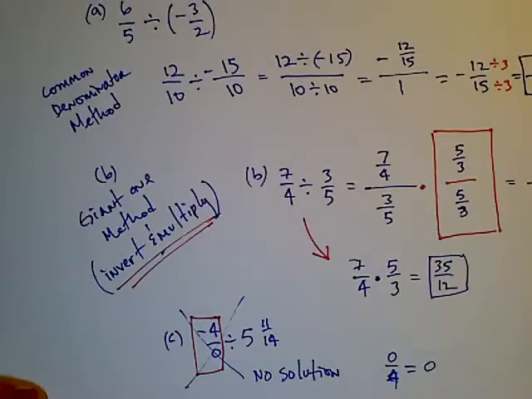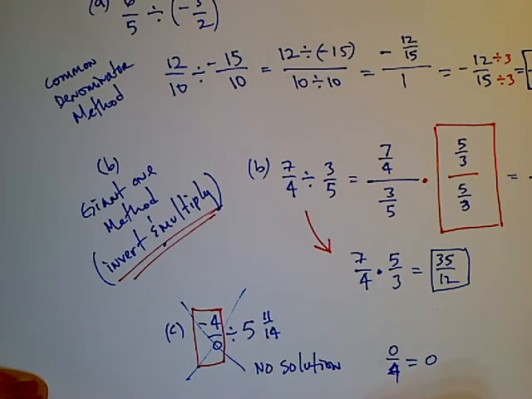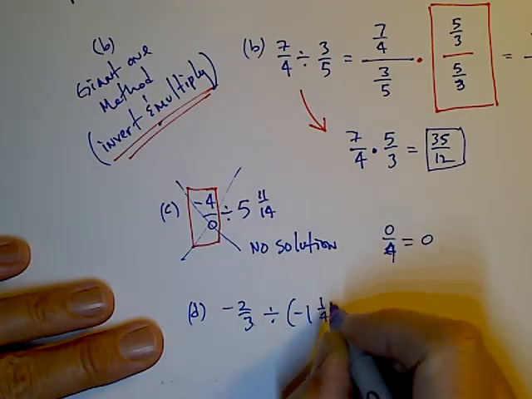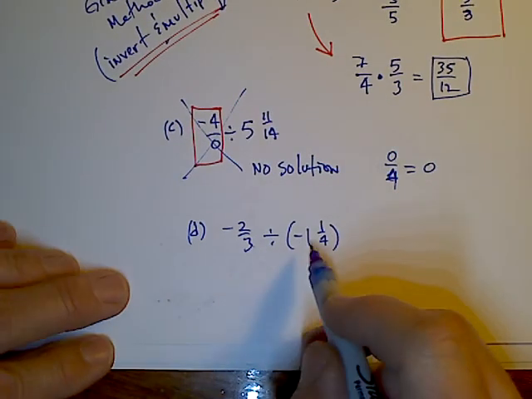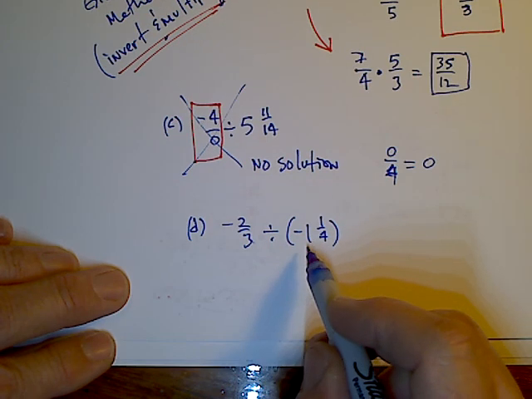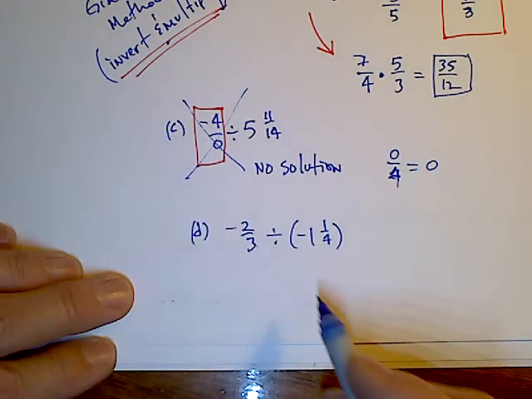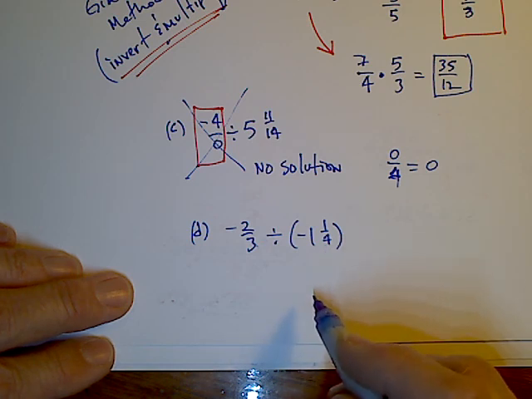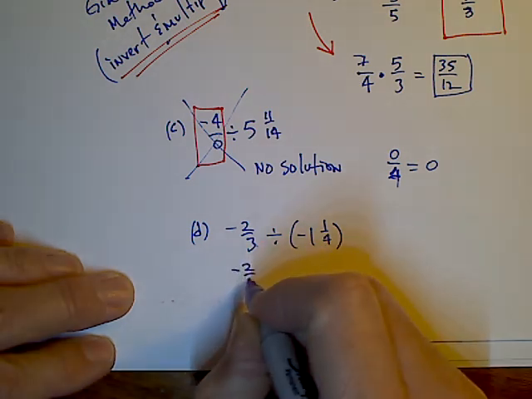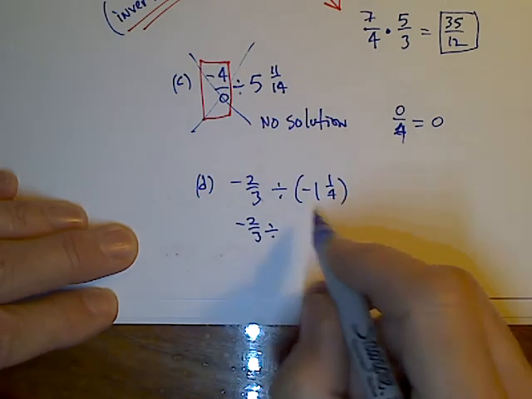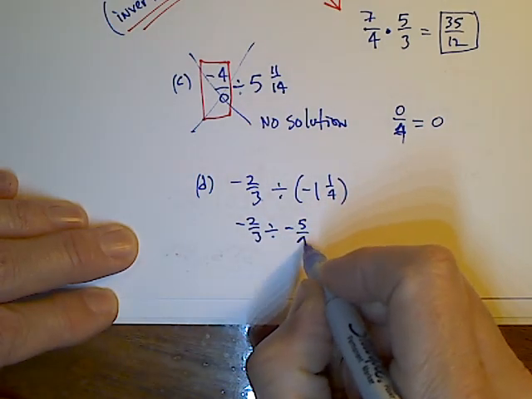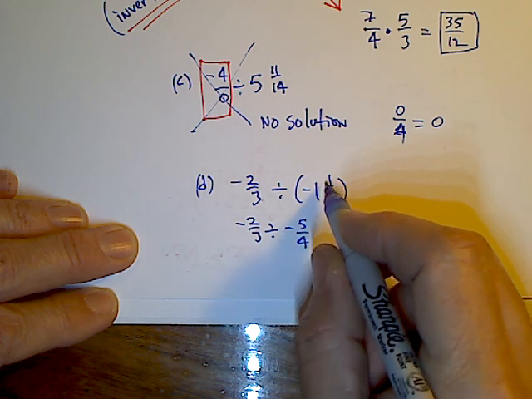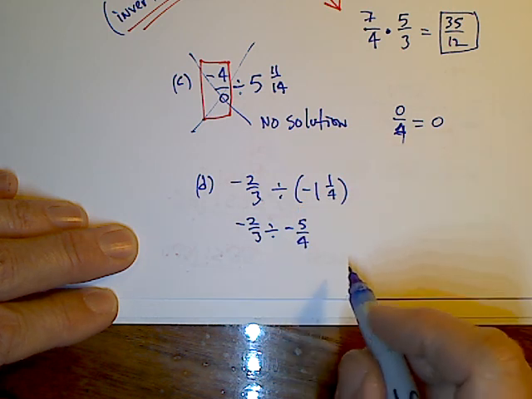D, the last one, is negative 2/3 divided by negative 1 and 1/4. So with this one, no matter what, if you're going to use the common denominator method or the invert and multiply, you've got to turn your mixed number into a single fraction. So I'm going to rewrite negative 1 and 1/4 as negative 5/4, right? The denominator times the whole number plus 1 is the new numerator. So we have negative 5/4.